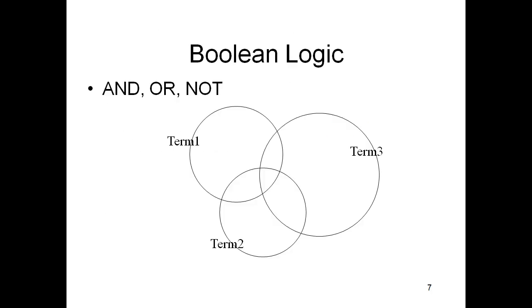The core idea of Boolean logic, of course, is, as I said, sets. For example, we have 3 search terms, A, B, and C, and we have 3 sets, and we can say there is an intersection of the 3 terms. Obviously this would be the set of term A and term B and term C, term 1, term 2, and term 3. How can we express this set?